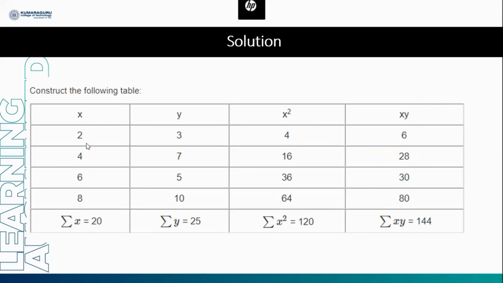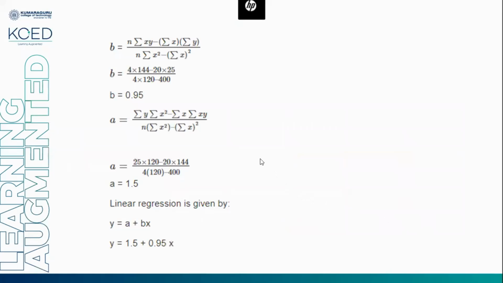So for 2 plus 4, 6, 6 plus 6, 12, 12 plus 8 equal to 20. Likewise, summation of y equal to 25. The addition of all the values of x square equal to 120, summation of x square, and summation of xy equal to 144. Now you have to fit it in the formula to calculate the values of the variables a and b.